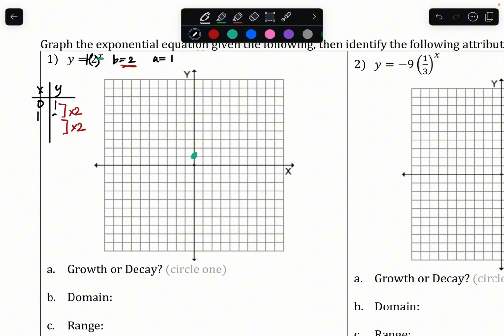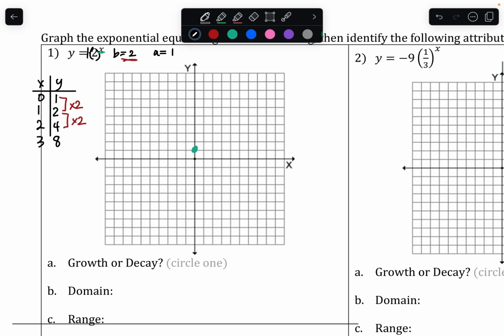So at 1, we would be at 2. At 2, we would be at 4. At 3, we would then be at 8, just doubling these y values. So I can also graph 1, 2. I can graph 2, 4. And then I can graph 3, 8. And so you see it's growing as we go to the right.